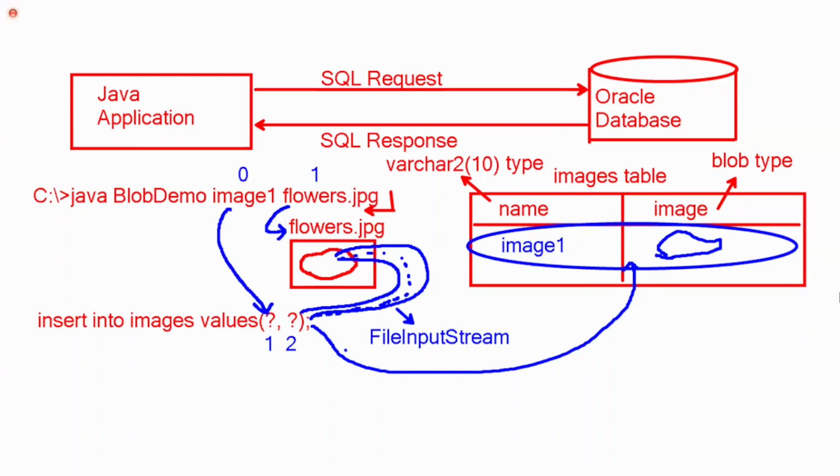Understood what we are going to do? Any doubt? We are not going to insert the file name. We are not going to insert the file path. What we are going to insert? File content, nothing but the image. Only if you want to store the file name, blob is not required. Again, normal varchar2 you can use. It works if you want to store the file name.